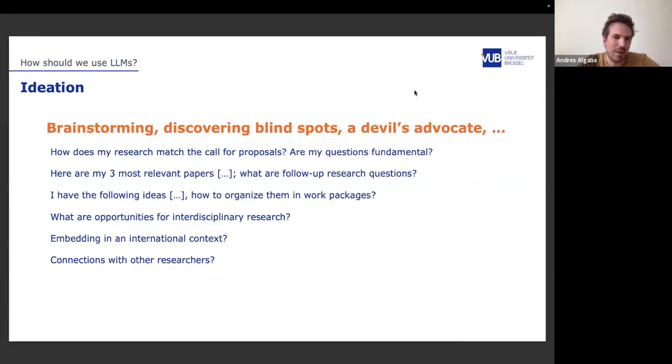Give some of your most relevant papers. What are follow-up research questions? Give some research questions and tell the model, I don't like these research questions. How can I improve them? Also, don't tell it that they're your research questions. Say that someone has the following ideas, how to organize them in work packages, and so on. Really use it as a sparring partner to think about those things.